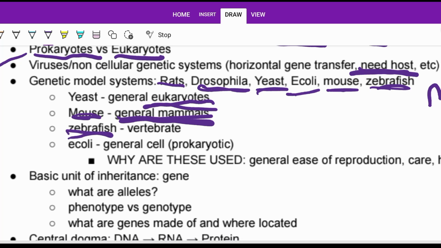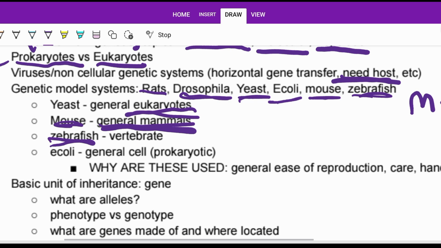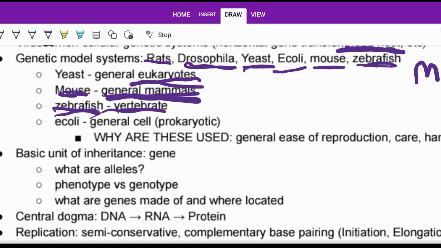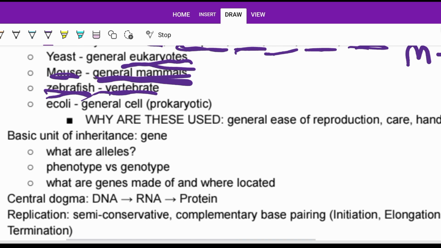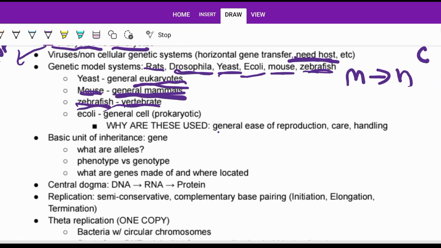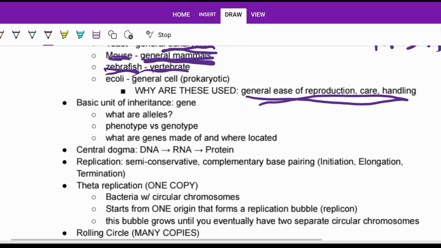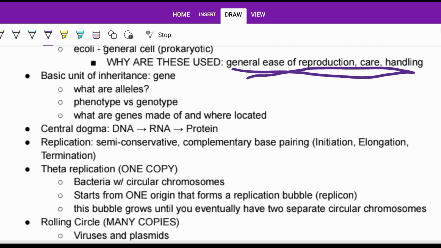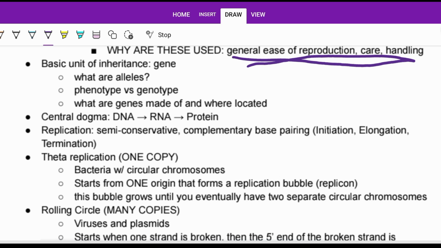Zebrafish are a good species, especially if you're looking for something that has a vertebrate structure, but still want to keep it a simple species. E. coli is a really great general prokaryotic cell to test on. And we already said this, but a big factor is that they're easy to take care of. They reproduce quickly, so they're ideal study units, basically.